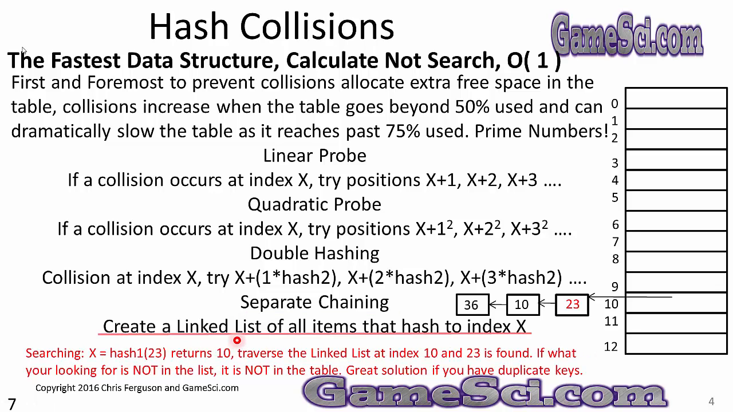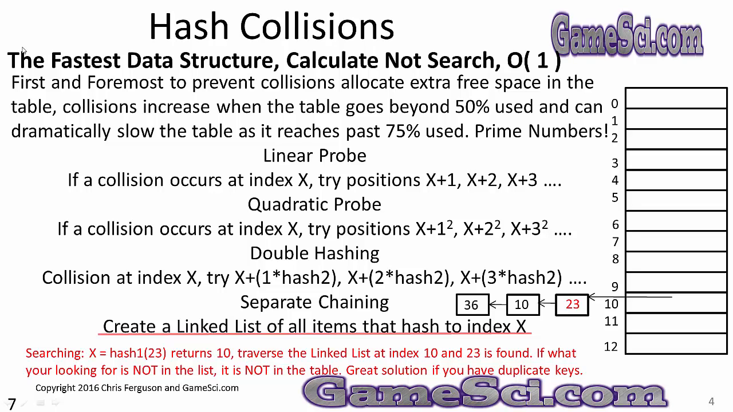What we're really doing here is creating a linked list of all the items that hash to index X. When it comes time to search for that same item, x equals hash 1 of 23, it returns a 10. I go to slot 10, I traverse the linked list, and I find it right away. If what you're looking for is not in the list, then it's not in the table.